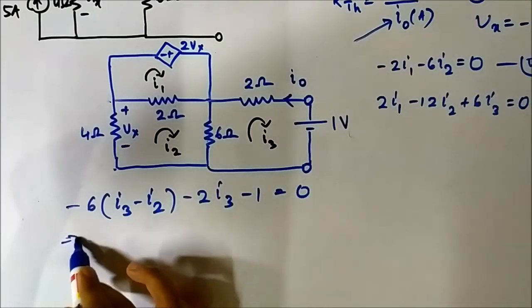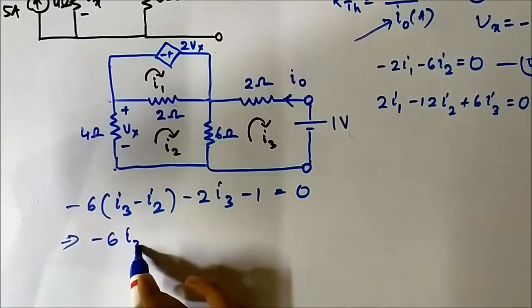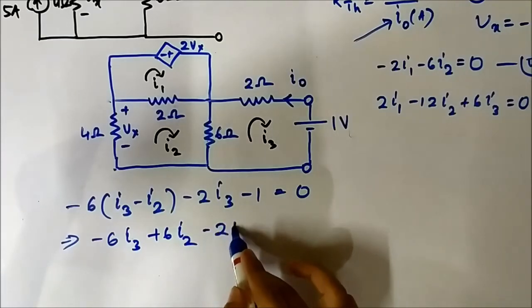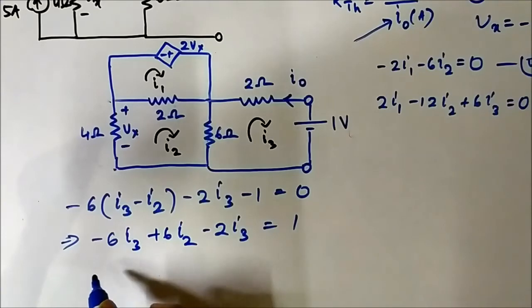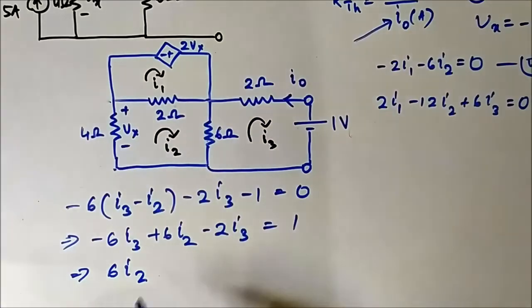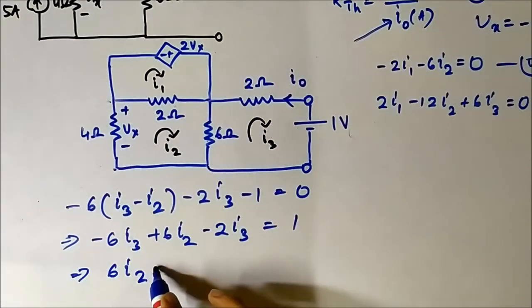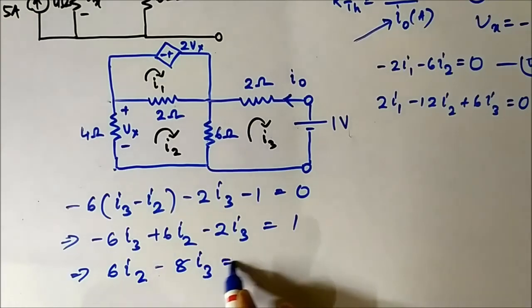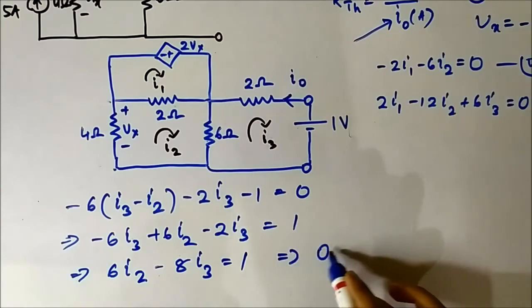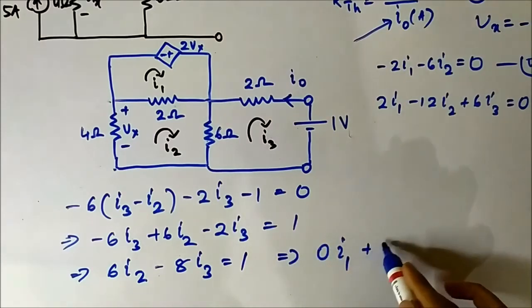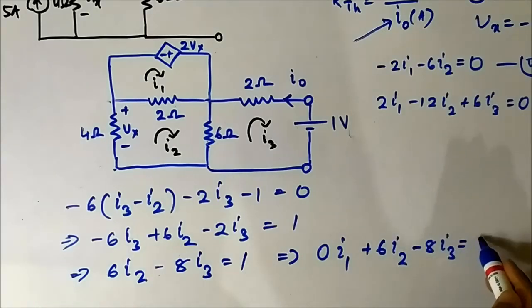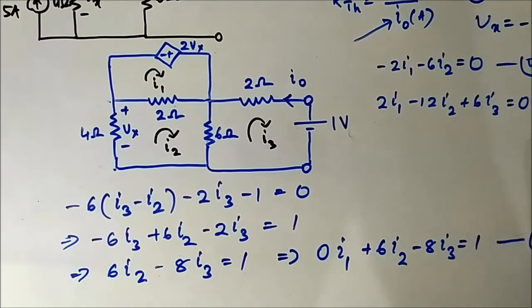That implies minus 6I3 plus 6I2 minus 2I3 is equal to 1. We have taken the 1 to the right hand side. That implies 6I2 minus 8I3 is equal to 1. Or we can write it in proper format as 0I1 plus 6I2 minus 8I3 is equal to 1. This is the sixth equation.